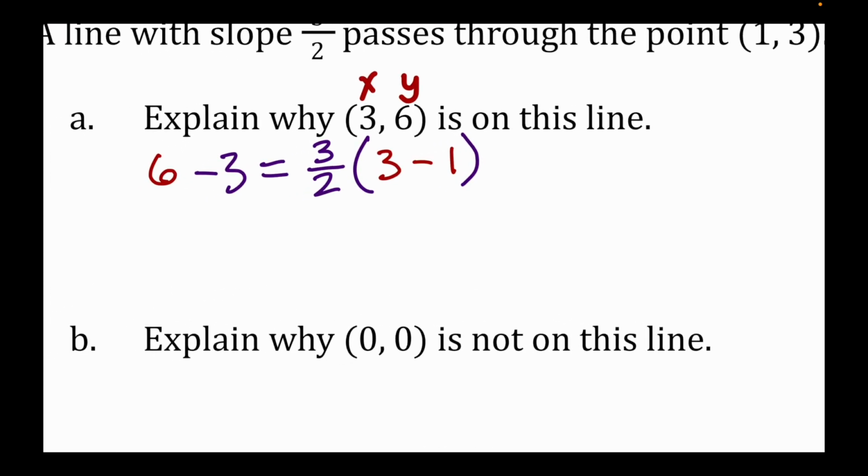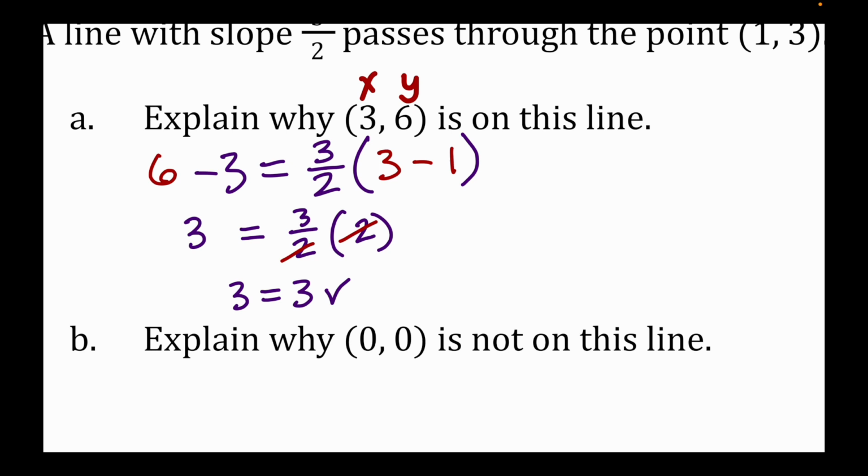And so let's work this out, and we want to see if this is balanced. And if the sides are balanced, that means it's going to be on the line. Now they did say explain why it's on the line, not asking if, so I'm pretty sure this is supposed to work out. So 6 minus 3 on the left over here, that's pretty straightforward. 6 minus 3 is 3. But on the right, we're going to have 3 over 2, and then 3 minus 1 is 2. The nice thing here is that 2 and 2 here will kind of cancel each other out, and we'll end up with 3 equals 3.